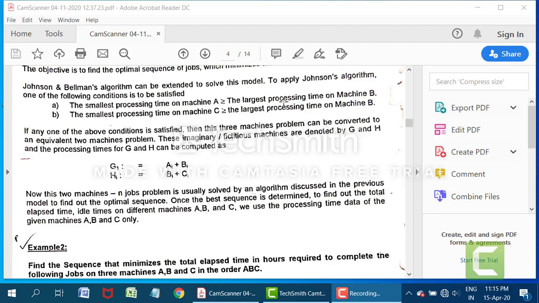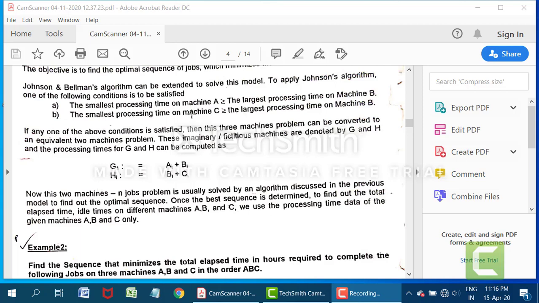If this condition fails, the next condition you will check: the smallest processing time on the third machine should be greater than or equal to the largest processing time on machine B. If this condition is fulfilled, then also you can apply Johnson's algorithm. If both conditions fail, then you can simply write that Johnson's algorithm cannot be applied. We cannot solve the problem using Johnson's algorithm. So here, in this particular example, the first condition failed, the second condition is satisfied. Hence, Johnson's algorithm can be applied. Any one condition is enough.